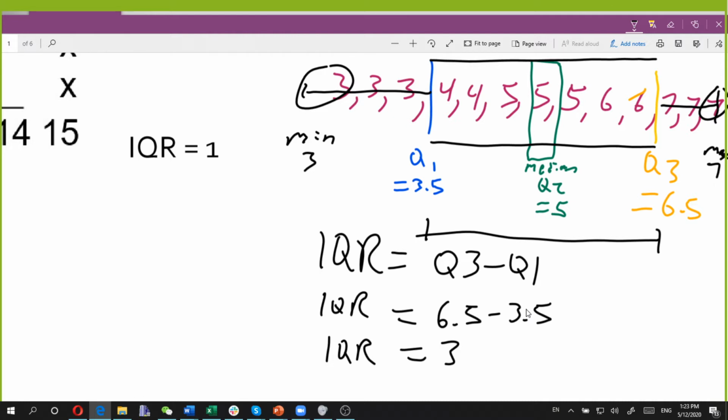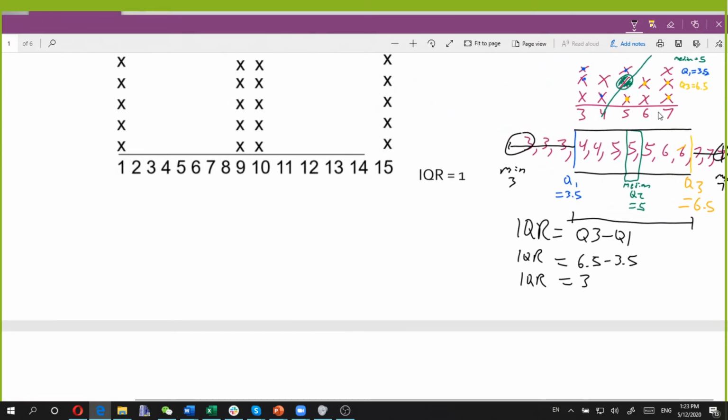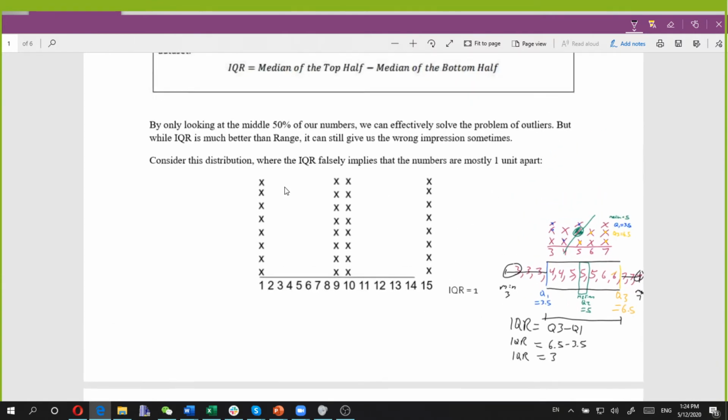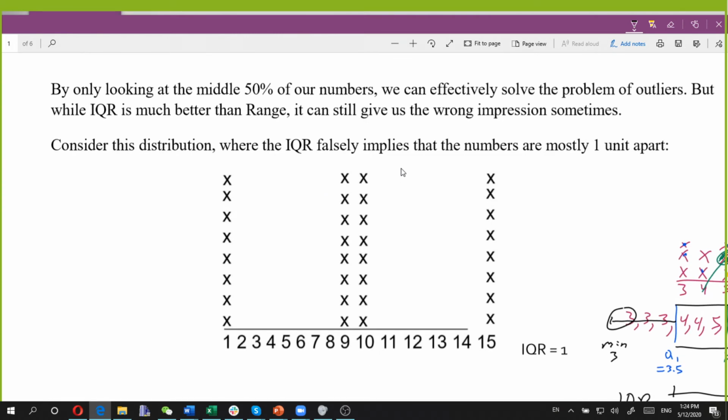Okay. IQR is a little bit better than just a range, because if we had a crazy outlier, like 3, 3, 3, 4, 4, 4, 5, 5, 5, 6, 6, 6, 7, 7, 7, 1 million. Well, my range would be 3 to 1 million, and that would make it seem like all of these values are really spread out. But my IQR would still end up somewhere around 3. And that tells me that all my values are actually pretty close together. So IQR is better than range. However, IQR can fail. For instance, for this data set, my IQR would falsely imply that our numbers are fairly close together, when really you can see we've got this trimodal distribution where we've got a bunch of values with spaces in between that never get hit.